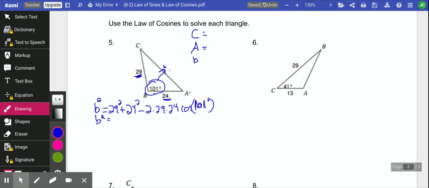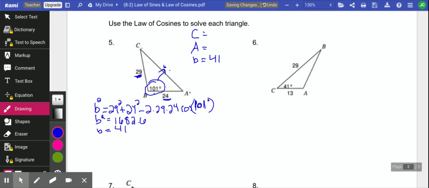Okay, and our calculator tells us 1682.6 and some other stuff. And then you're going to take the square root of that. And we find out that B is 41.